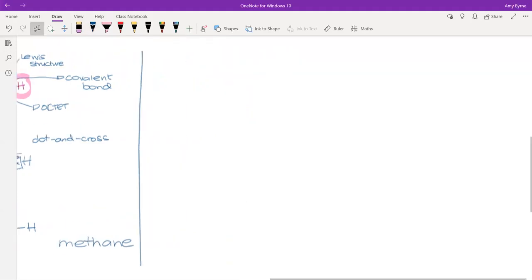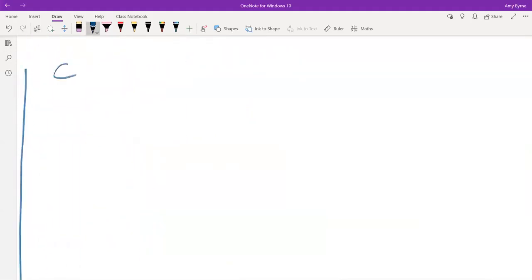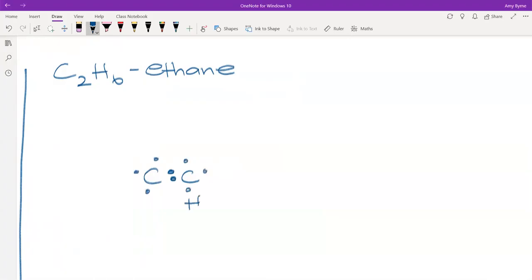Let's do a slightly more complex molecule, which is C2H6, which is called ethane. So for this, I've got my 2 carbon atoms in the middle, and then hydrogens. And I'm going to draw dots, dot and cross.